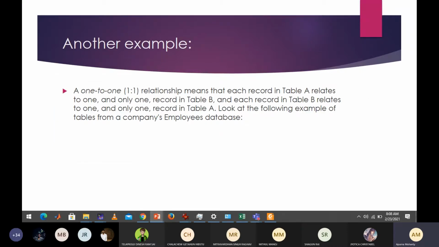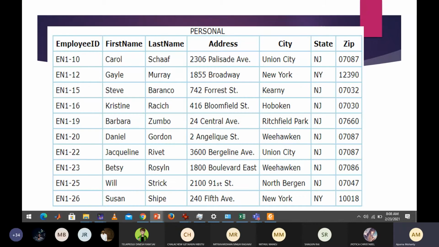So let me give you an example with respect to a business or corporate structure. Suppose you have your employee ID, first name, last name, and all these details, the address and everything. These employee IDs are unique. Each employee ID specifies a specific person, so two IDs cannot be the same.